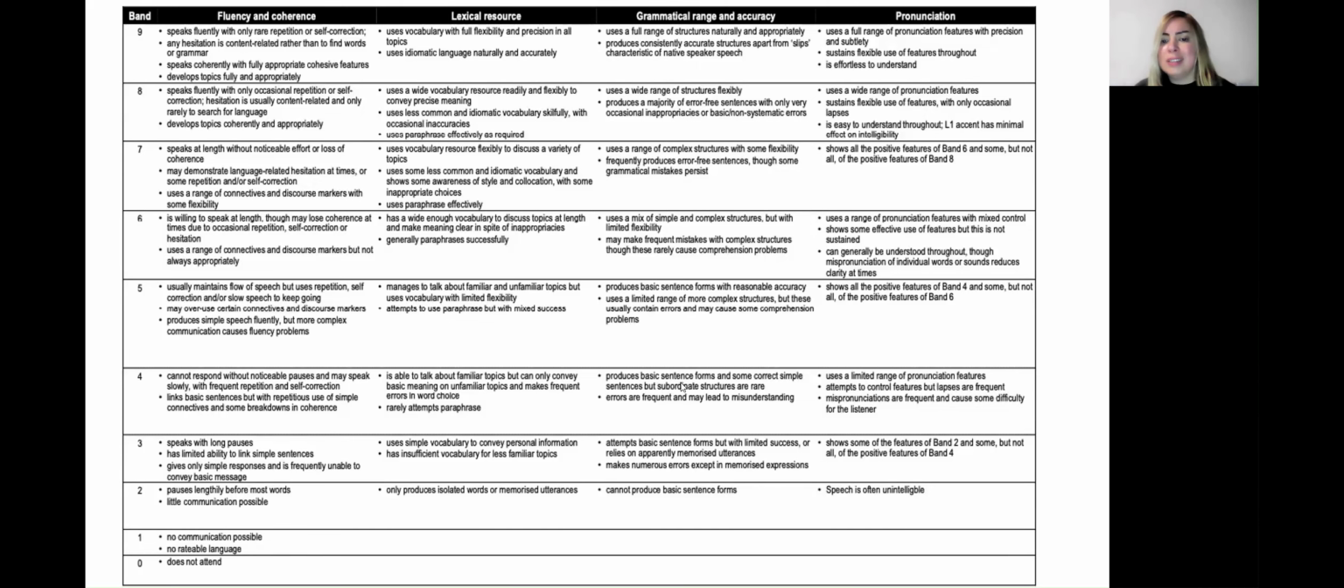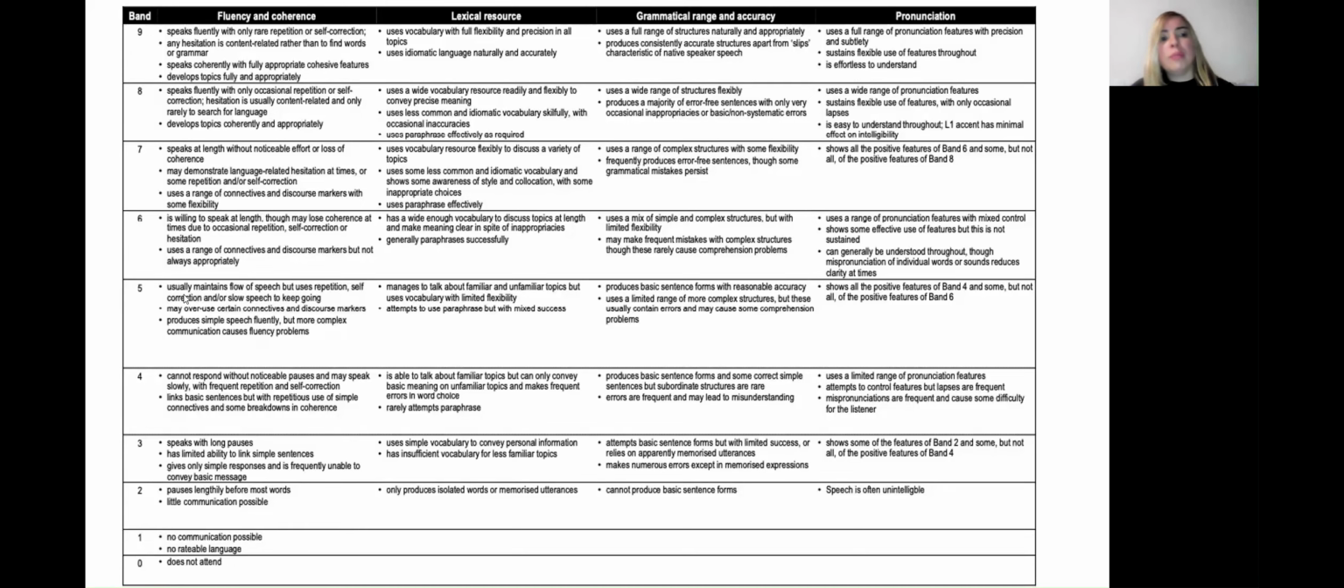So produces basic sentences and some correct simple sentences, but subordinate structures are rare. Errors are frequent, may lead to misunderstanding at times. A limited range of pronunciation, maybe some mispronunciation, which may cause difficulty for the listener. So the listener might ask, what did you just say? Can you repeat? And so on.